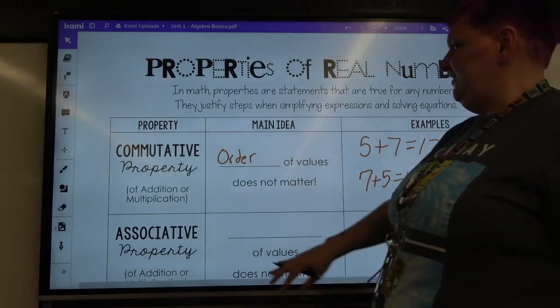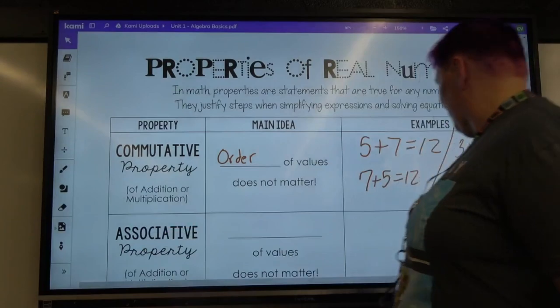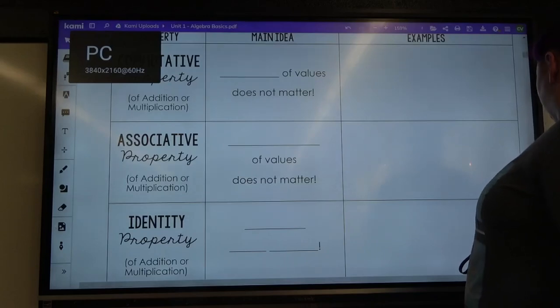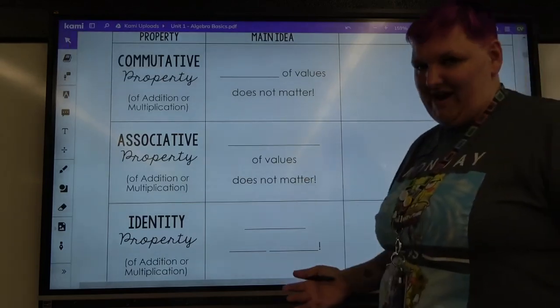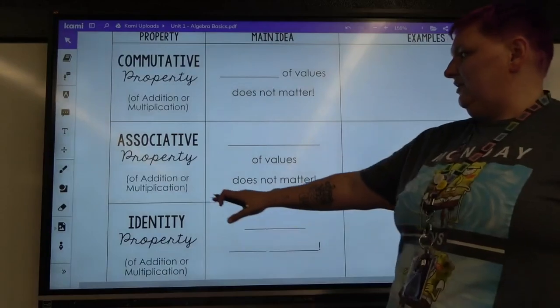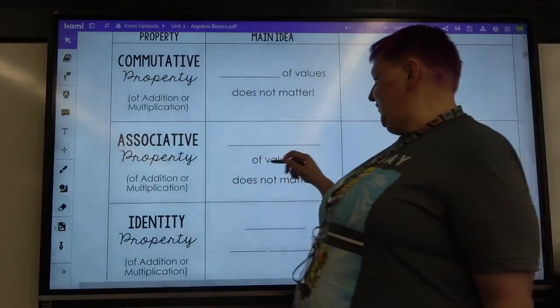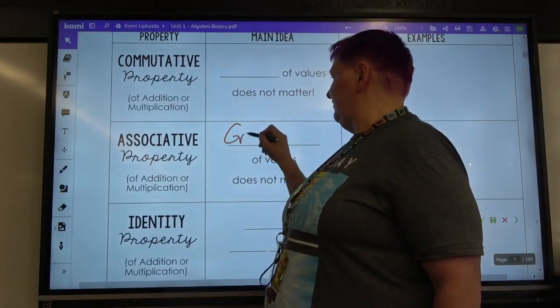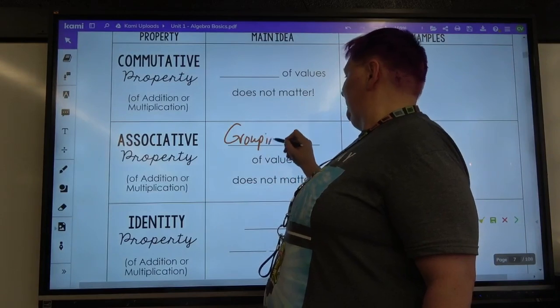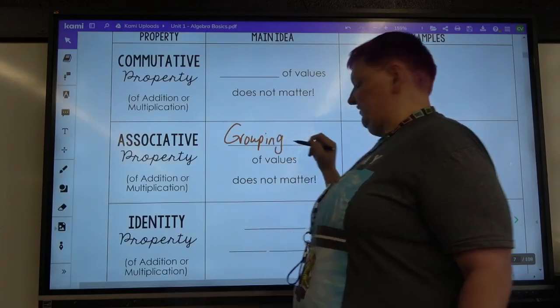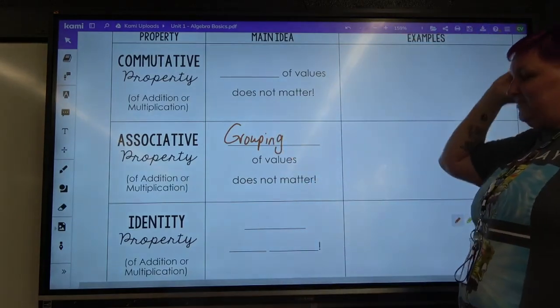All right, the next one, associative property, basically says that what numbers you associate doesn't matter, right? Also with addition and multiplication, right? The grouping of the values doesn't matter. The grouping of the values does not matter.